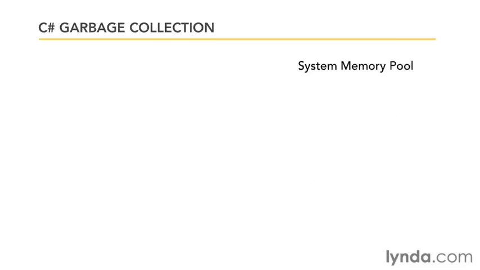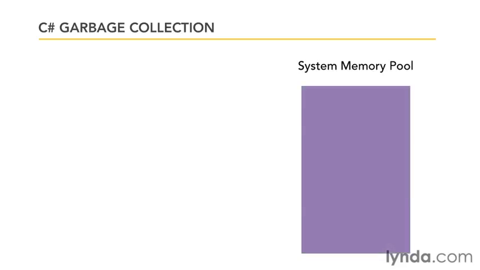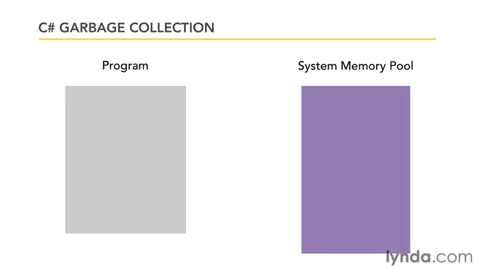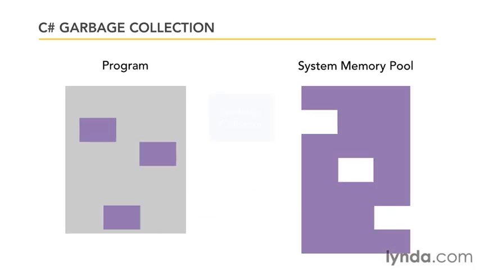So let's take a look at conceptually how this works. There's a big pool of memory available to the system, and we can think of it as this big purple box you see right here. Now, your program is going to use this memory during the course of its operation. And as your program runs, it's going to allocate blocks of memory. And when it does that, those blocks of memory are going to be taken out of the system memory pool and assigned to your program.